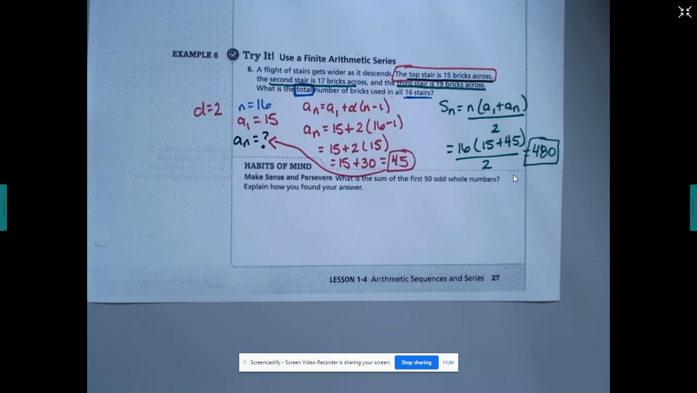So that is our lesson for 1.4. Hopefully it made sense. If it didn't, please don't be afraid to ask. I'll be more than happy to go over it with you some more.